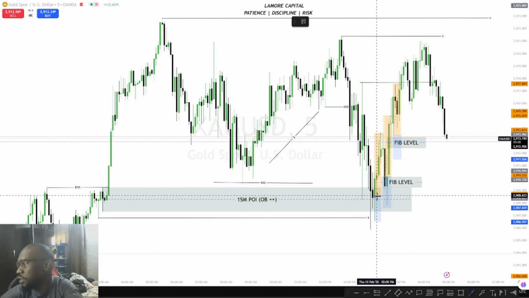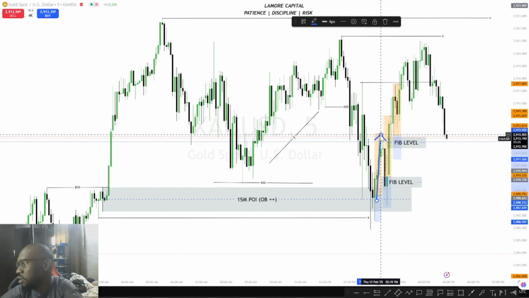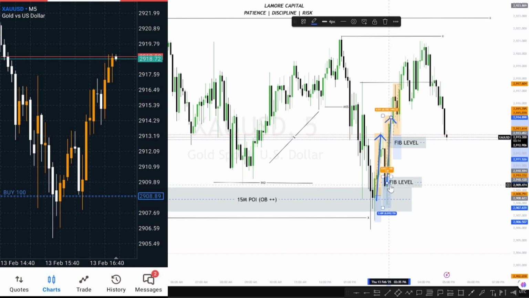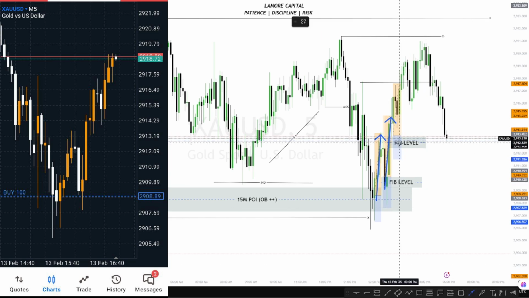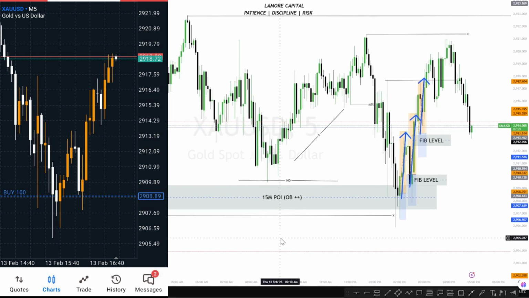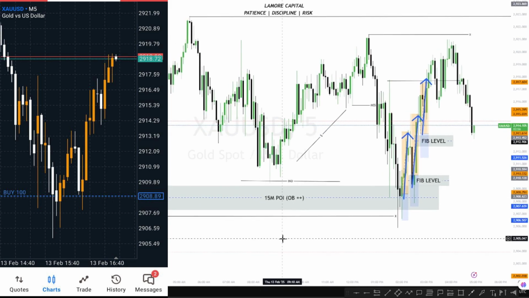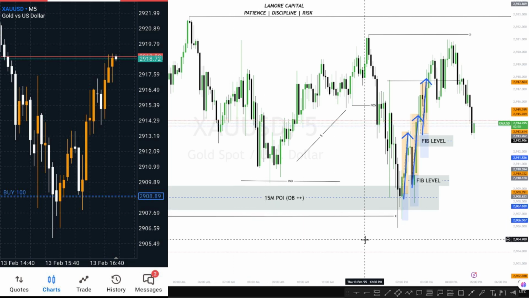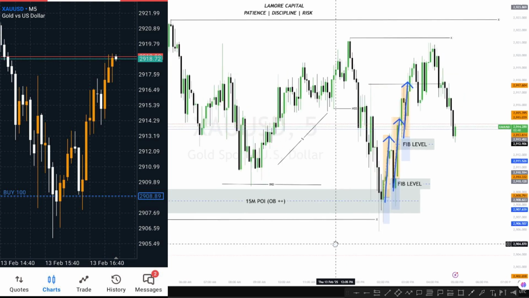And these are the trades. The first trade, we rallied it to this place. Second trade, from fib level to this zone, and the third entry started from this fib level to this liquidity run here. So that's how I actually caught my 3 entries on gold on the 13th of February 2025. That's how I caught my 3 trades, and that's a sweet trade.